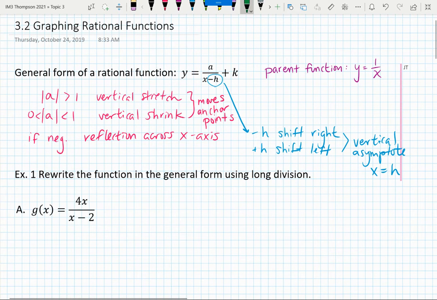A lot of information there. So we'll watch as h changes. So if I have like x minus 2, then that's a shift right 2 and a vertical asymptote of x equals 2. If I have like x plus 5, then that's a shift left 5.